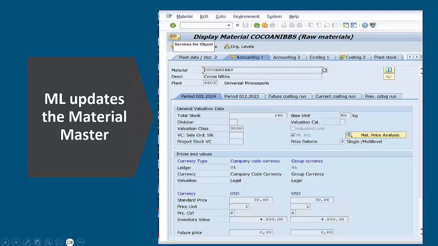So ML updates the material master. If you see that the material ledger updates the material master, this is the accounting view, and you can directly go into CKM3 by clicking on material price analysis. Okay, so this is a raw material. In the accounting view, you will find the company code currency and the group currency. There are two currencies which are activated, company code and group currency. And it also calculates the standard price, and you will find here the period. Once the actual price is calculated, the price control will become V, and this will have a periodic unit price. The actual price will be shown here.